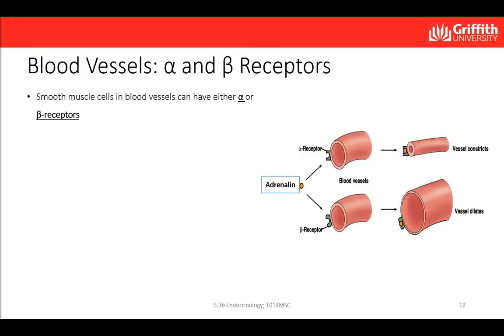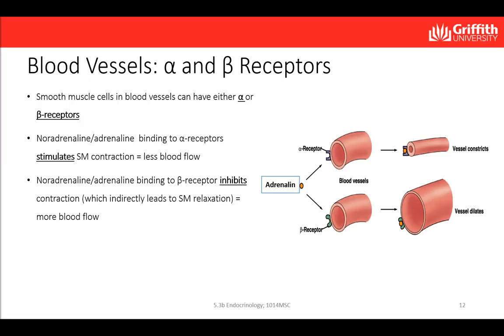Smooth muscle cells in blood vessels can have either alpha or beta receptors. Noradrenaline and adrenaline binding to alpha receptors stimulates smooth muscle contraction or vasoconstriction, thereby decreasing the blood flow. The same hormones binding to beta receptors can inhibit the contraction of smooth muscle in the blood vessels, indirectly causing smooth muscle relaxation or vasodilation, thereby increasing the blood flow and decreasing blood pressure.